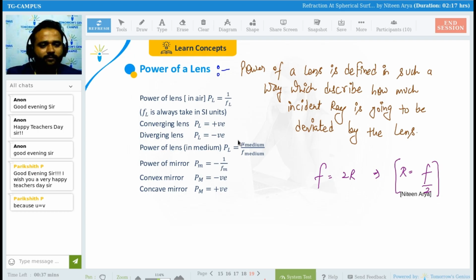Is this clear? So the more focal length, the more deviation is going to be, or less? Tell me. Because power is going to be more for smaller focal length, not for larger. Tell me.